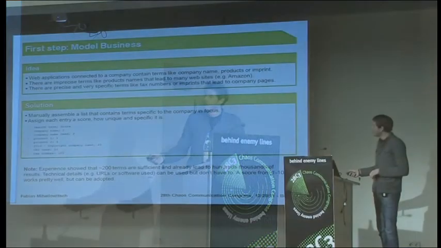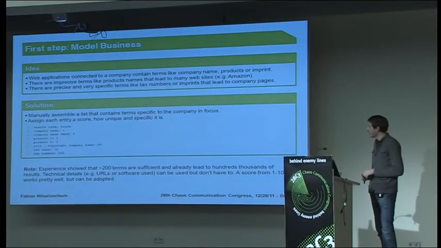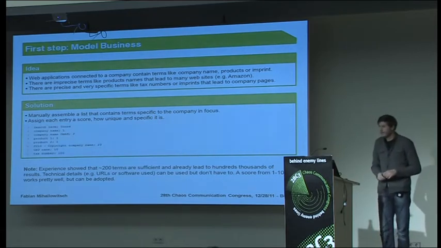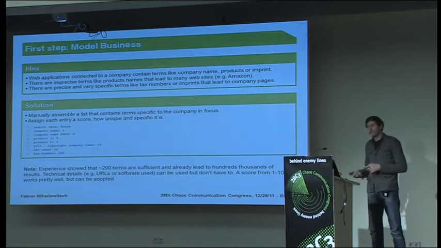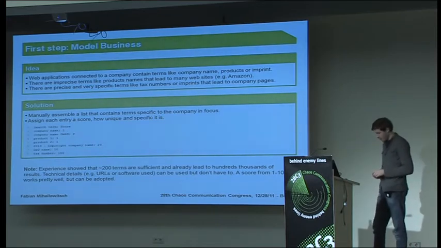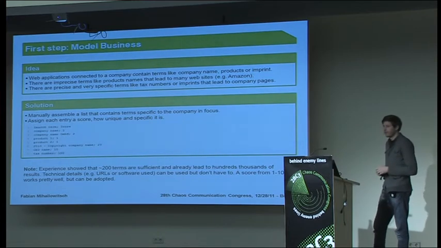So what we did is quite simple. As a first step, we just assembled a list in which you have the business terms and you assign a score. You have significant terms and non-significant ones, like company names, which are rated very low. And for example, a certain imprint or tax number gets quite a high score. In practice, it shows that with 200 terms you can already work pretty well, and that a scoring from 1 to 100 should be sufficient.